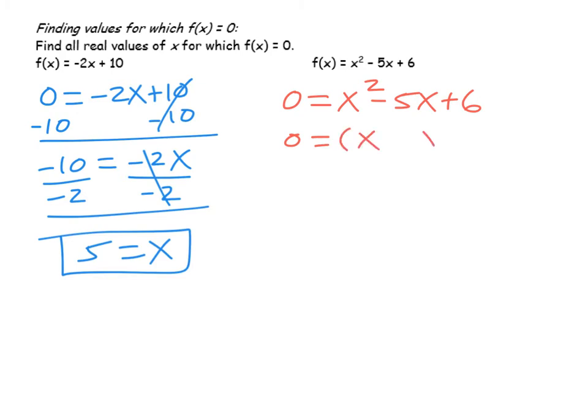Oh, 2 factors of 6 that add up to -5. I do believe -3 and -2 will do the job. X minus 3.